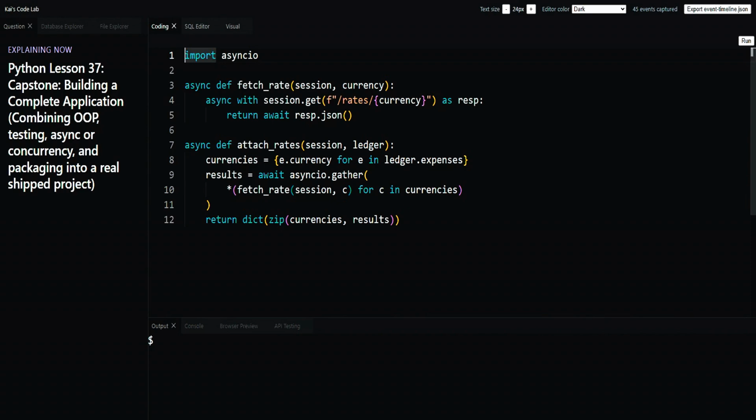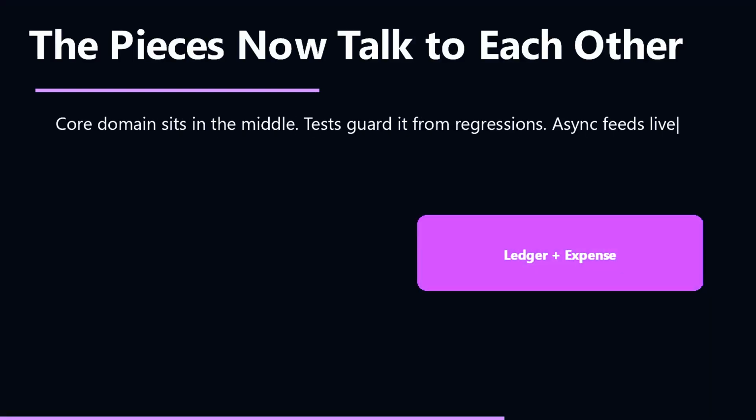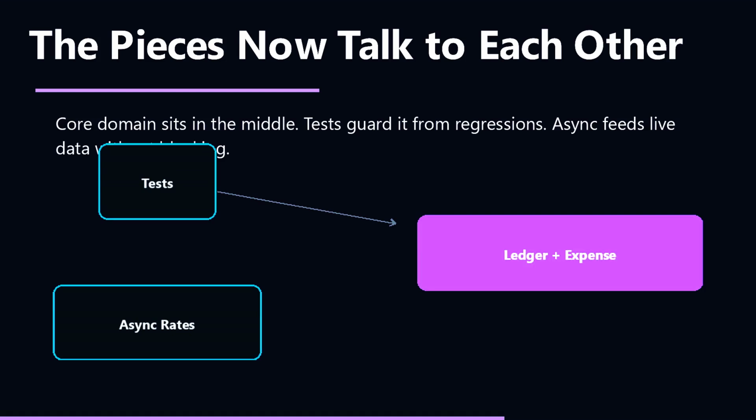By default, gather raises the first exception it hits and cancels everything else, which surprises a lot of people the first time. One flaky request takes down an otherwise fine batch. The ledger and expense classes sit at the center. Tests wrap around them, catching regressions. The async layer feeds in live rates without blocking anything else. 3 lessons worth of skills.